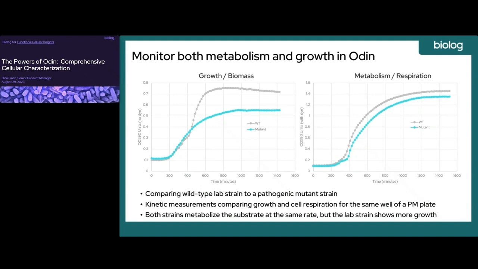And so depending on what property you are trying to select for or you're looking for, it's really nice to be able to collect all of this data and distinguish these types of differences on a single instrument in one experiment.